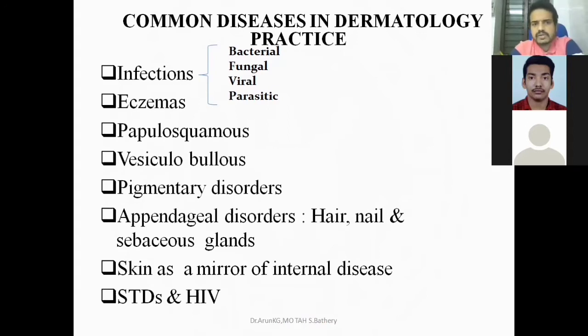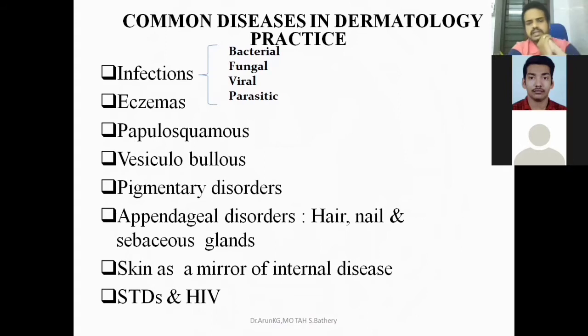Then eczemas, we all know, include external eczemas like contact dermatitis and internal eczemas like atopic dermatitis, stasis eczemas, etc. Then papulosquamous disorders include lesions like psoriasis, lichen planus, etc. Then vesiculobullous disorders include chickenpox, scabies, bullous pemphigoid, and herpes-like lesions. Then pigmentary disorders are there, like vitiligo, leukoderma, melasma-like lesions.